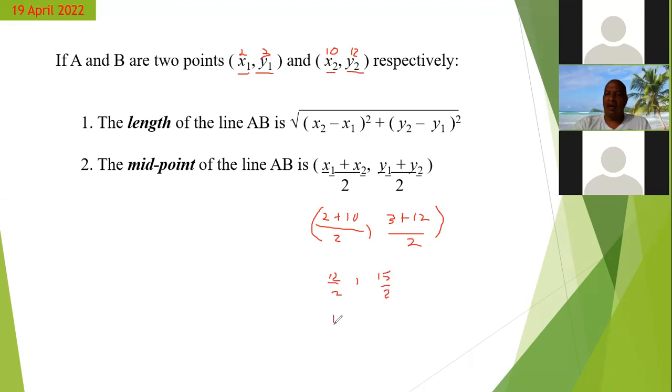And so our coordinates at the midpoint will be 12 divided by 2, which is 6, and 15 divided by 2, which is 7.5. All right, so these would be the coordinates for the midpoint.